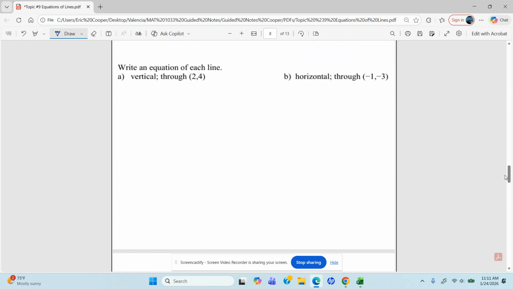Write the equation of these lines. Now, they only give us 1 point, but they give us a hint that these lines are vertical and horizontal. And so for this, we're going to go back and use our knowledge of previous notes. So let's take a look at this.